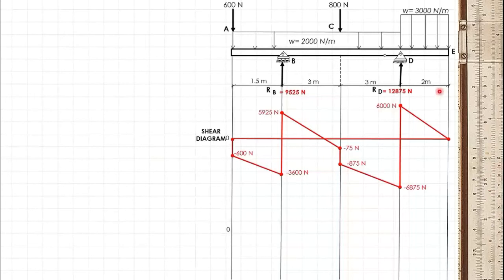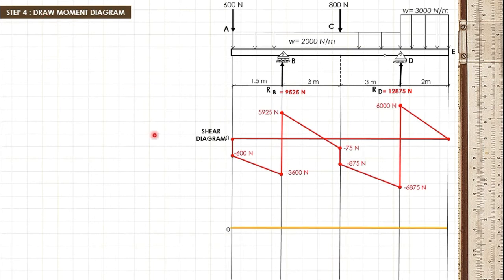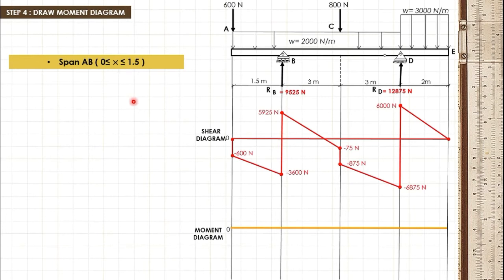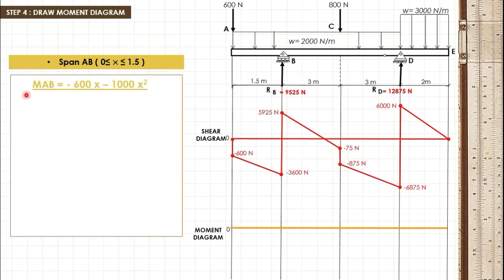Now that we are done drawing our shear diagram by using shear equations, we can now proceed at step 4, which is to draw our moment diagram by using moment equations. First, let's start with span AB. For span AB, we will be using this moment equation. Moment at AB is equal to negative 600x minus 1000x squared.